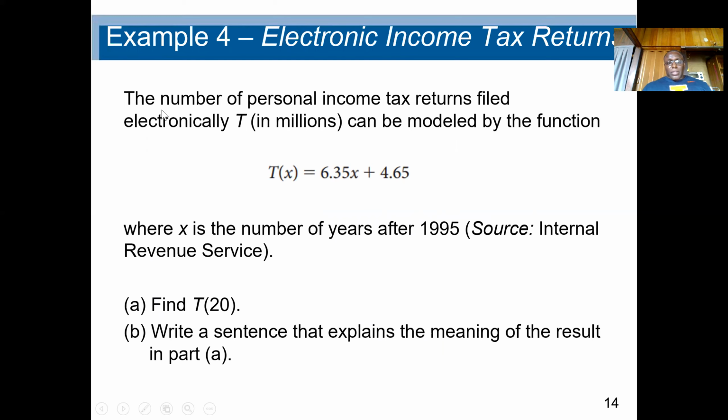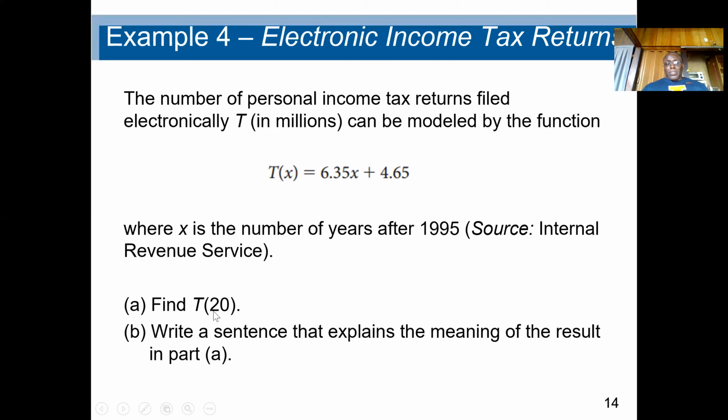So an example here is that the number of personal income tax returns filed electronically, T in millions, was able to be modeled by the following function, T at x equal to 6.35x plus 4.65. And these values are in millions, where x is the number of years after 1995. So first we want to find T at 20.